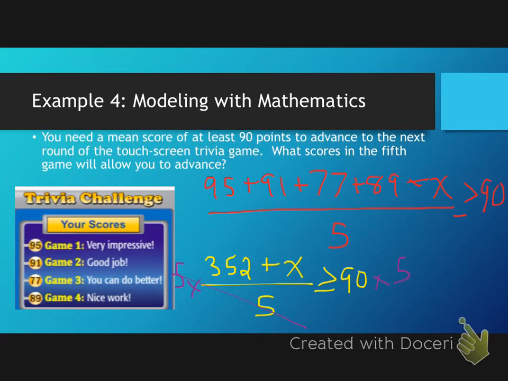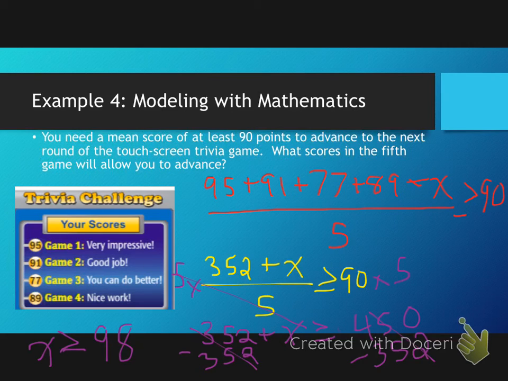So I'm going to have, I'm starting to run out of room here, 352 plus x is greater than or equal to 90. So now I just need to subtract 352. Oh, not 90. I didn't multiply by 5. That would be 450. So now I need to subtract this 352 from both sides. And I'm going to write it over here. I would need x to be greater than or equal to 98. So I need to get at least a 98 on my 5th game, which means I've got to have the best game of all 5 games so that I can get an average of 90 to move on.